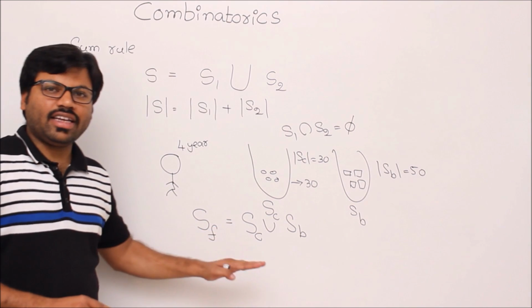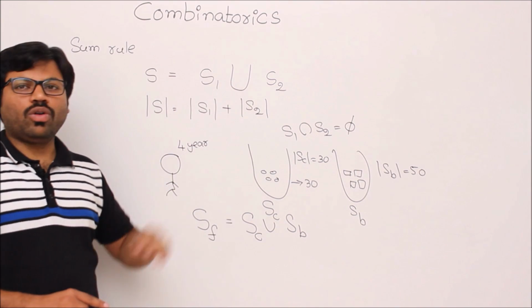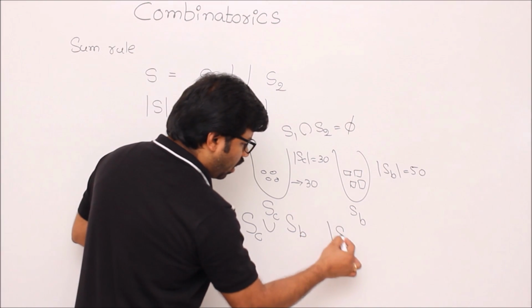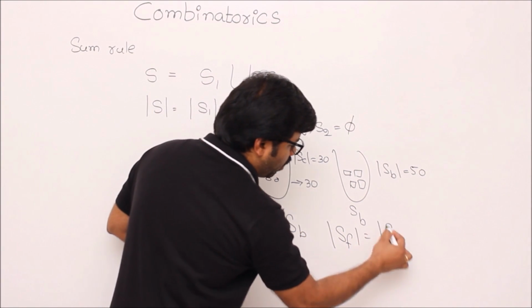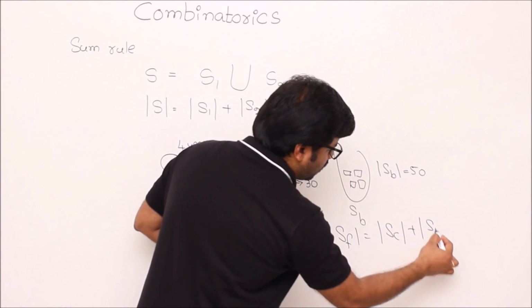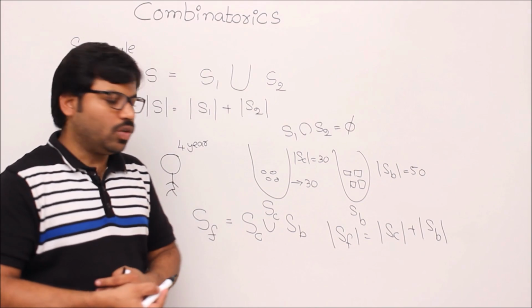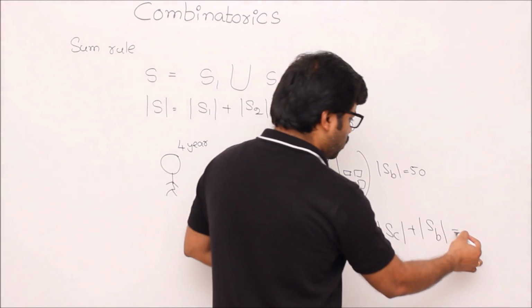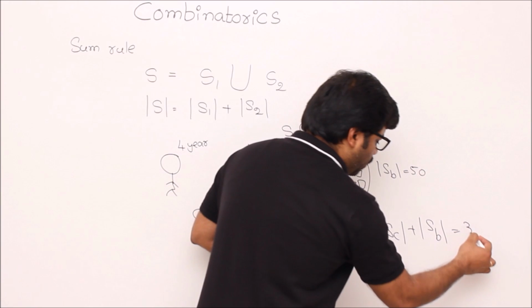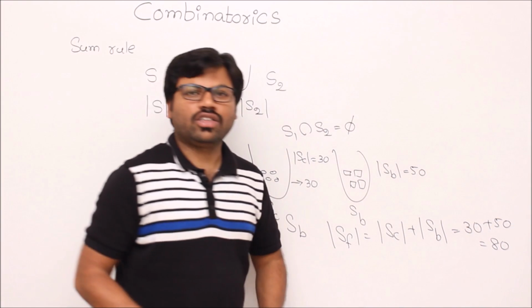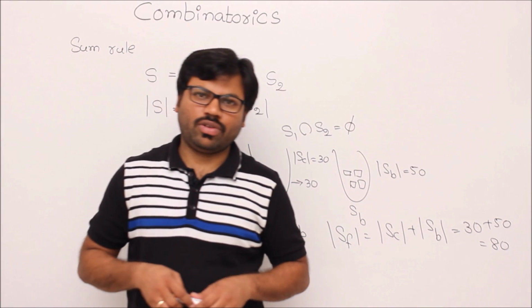Now this is exactly a sum rule problem, right? So here the total number of food items, according to the sum rule, equals the total number of chocolates plus the total number of biscuits. Since we know that chocolates and biscuits are mutually exclusive, we can apply the sum rule. So the answer will be the total number of chocolates, 30, plus the total number of biscuits, 50, hence it is 80. So this is a way we can use the sum rule.